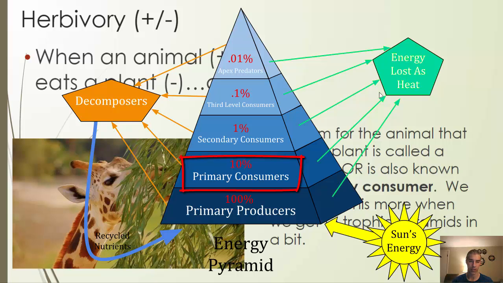So the base of every food chain or food pyramid are plants, the primary producers. The first thing that does eat the plants is called the primary consumer. We'll talk about that more later though.